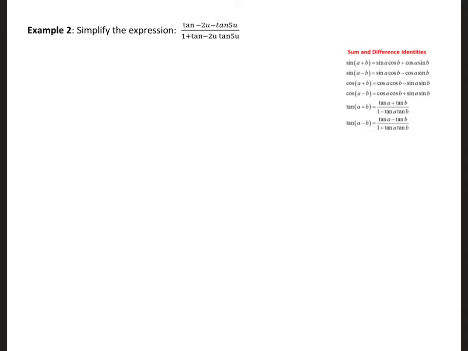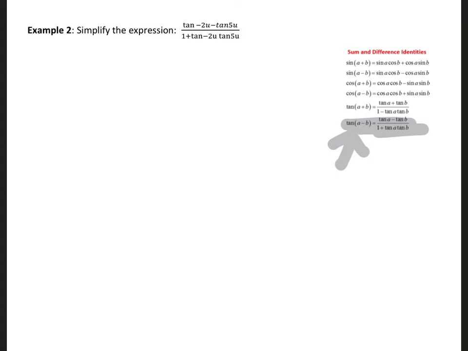In this next one, I also need to simplify the expression. And the expression is given. I just need to find the identity. So I'm dealing here with tan, and I'm dealing with the one with tan minus inside. So what does it equal to? So this is the one I'm going to use, and I just need to focus on this part right here.